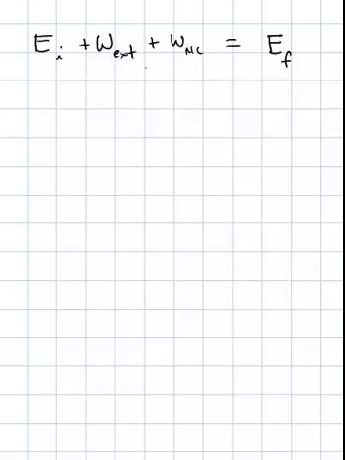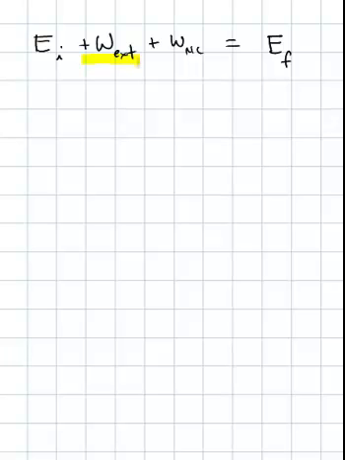And if our system loses energy through some external force, then that would be a negative quantity. We'd end up with less energy at the end. So it makes sense to have that term, the external work term, on the left side of the equation.